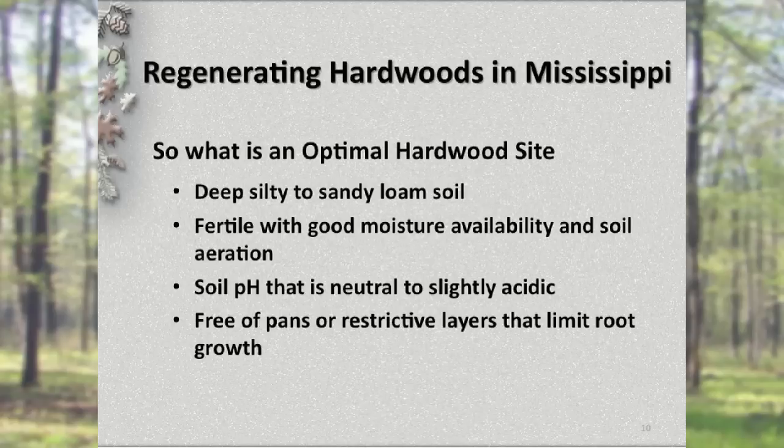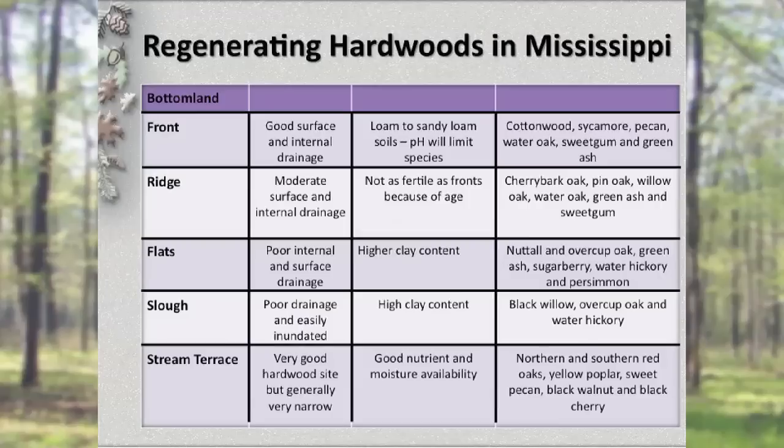It also needs to be free of pans or any restrictive layers that might limit the root growth, as we've seen in the previous slides. So if we look at the designation between soils and where they actually lay on the landscape, you look at the front as being something that has a good surface, good internal drainage, has loam to sandy loam soils in these areas, and they'll grow species well, such as cottonwood, sycamore, pecan, various oak species, sweet gum, and green ash. If we look at the next layer, we look at the ridge sites.